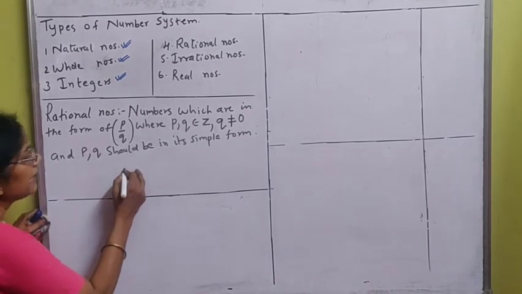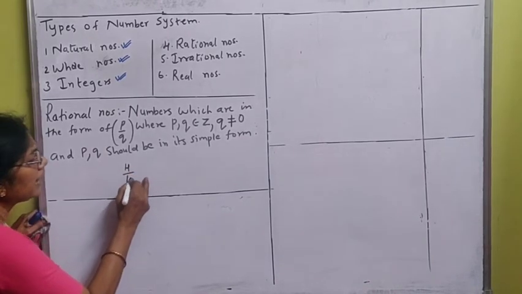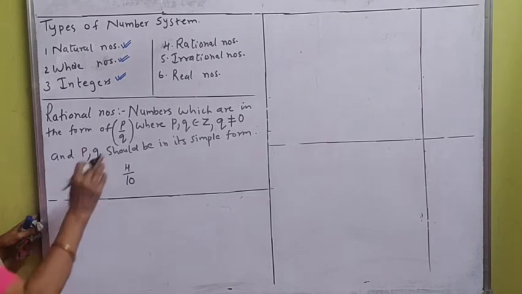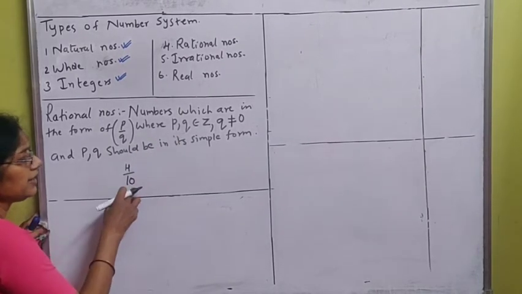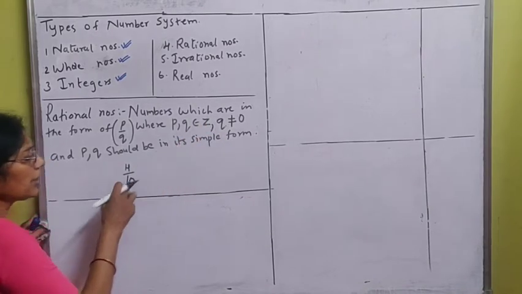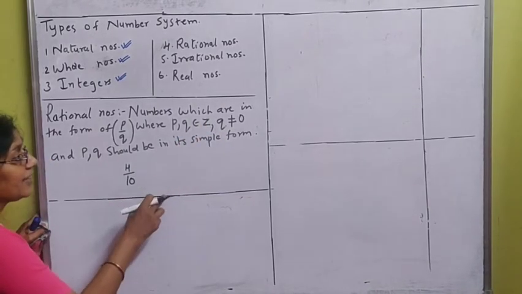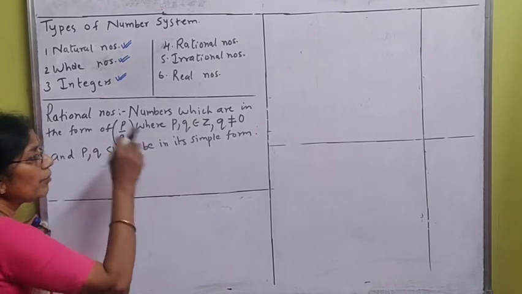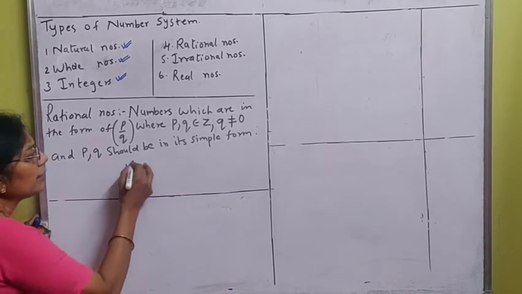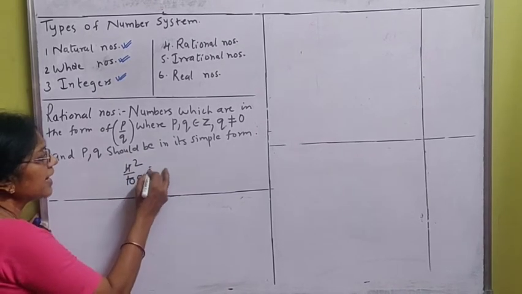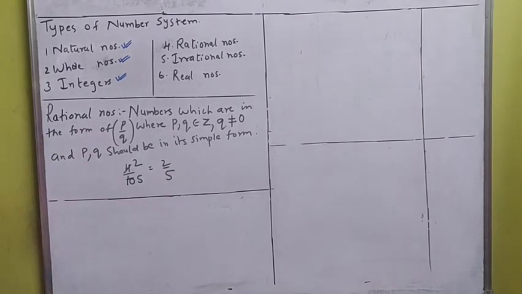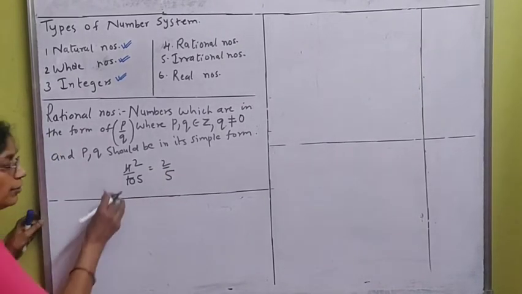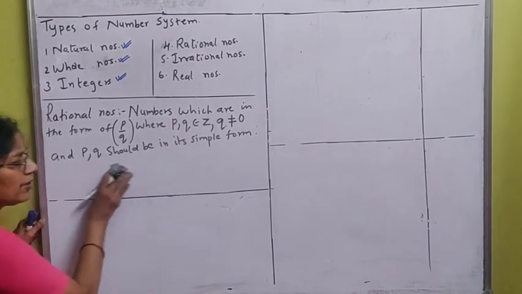But if I write it as 4 by 10, let us see the first condition. Yes, p is an integer, q is an integer. Second condition, q is not equal to 0. But see the third condition. Is it in simple form? No, I can cancel it. 2 2s are 4, 2 5s are 10. 2 by 5 is a rational number, but 4 by 10 is not a rational number. So we came to know these are the rational numbers.